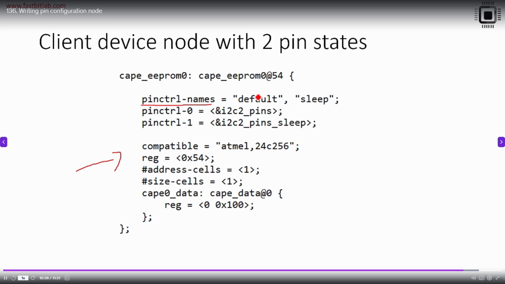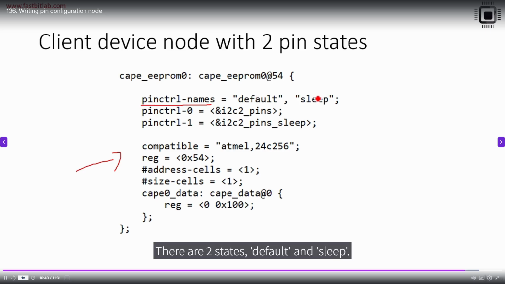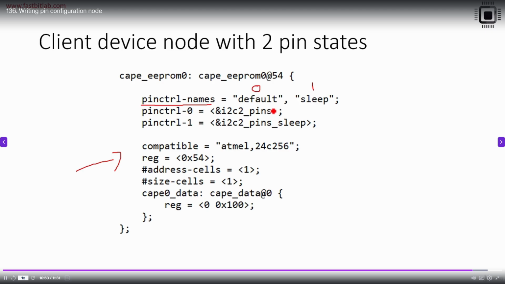That's why you see here the client device node will use the properties like this. Pinctrl-names. There are two states, default and sleep. This is list ID 0. This is list ID 1. List ID 0 refers to the integer ID 0.